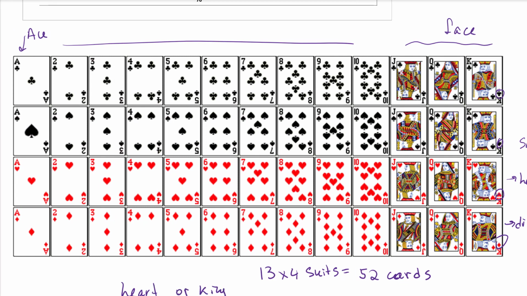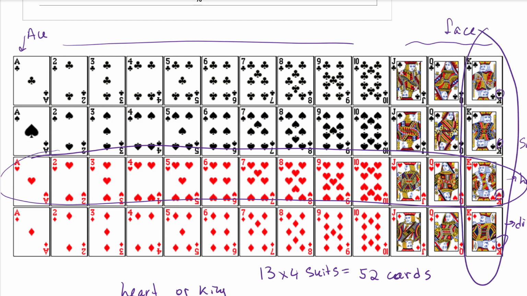Well, if you look at this, there are 13 hearts, right? Right here, there are 13 hearts. That's a success, correct? That's what defines a success in this probability calculation. And then you also have 4 kings. That's also a success.